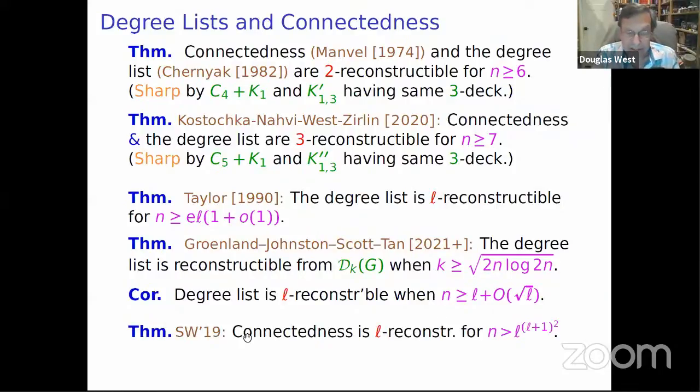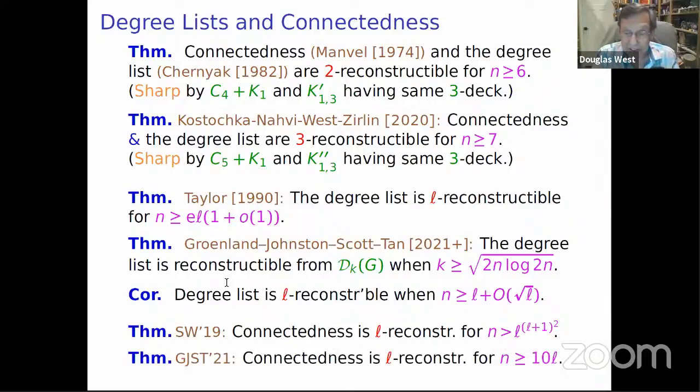What about connectedness? Well, Spinoza and I were able to show that there is a threshold for L reconstructibility of connectedness, meaning all reconstructions are connected or all reconstructions from the deck are disconnected. We showed that you can tell that as long as n is at least a ridiculously large number, L to the L plus one squared. And Groenland, Johnston, Scott, and Tan came along this year, and they proved that connectedness is L reconstructible as soon as n is at least about 10L. So that's much, much stronger than what we had originally proved.